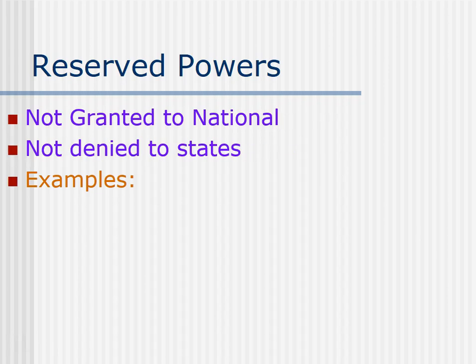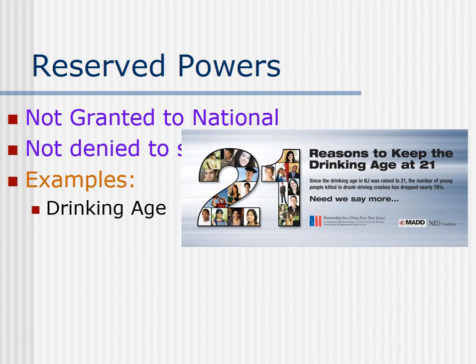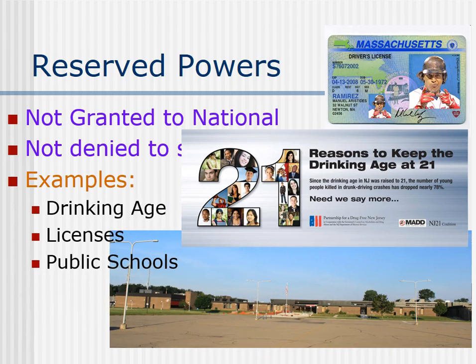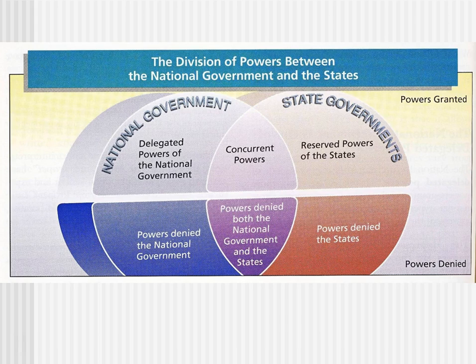And then, of course, the reserved powers. They're not granted to the national government, they're not denied to the states, they're things that states need to deal with. For example, the drinking age. Every state has a drinking age of 21, but technically speaking, states have the right to change that. Issuing a license is something the states have the right to do. Controlling public schools is a major power of state-level governments.